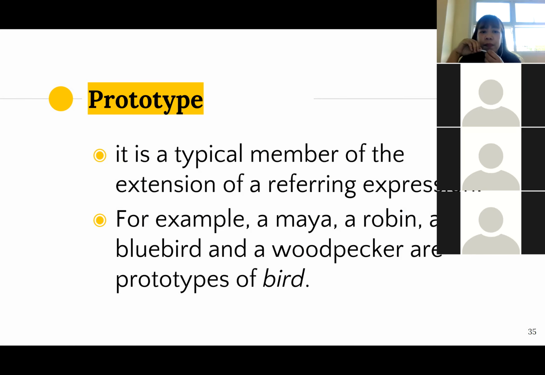Next, for prototype, it's a typical member of the extension of a referring expression. For example, the prototypes of bird are maya, robin, bluebird, woodpecker. Those are prototypes or extensions, examples of the word bird. For example, if I ask you what is the prototype of color, what are some prototypes of color that you can enumerate or list? Anyone?